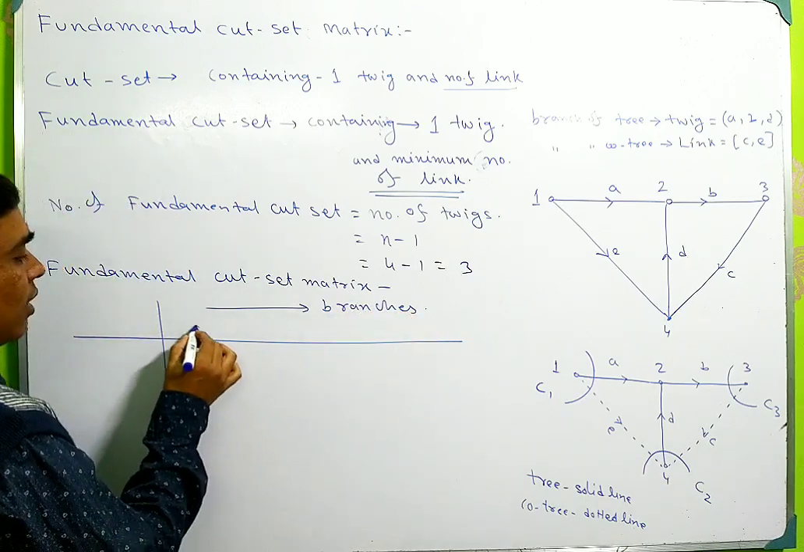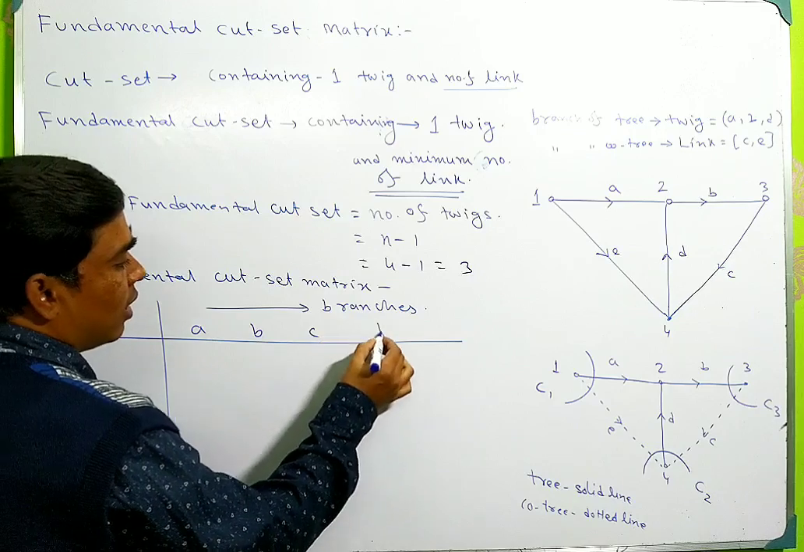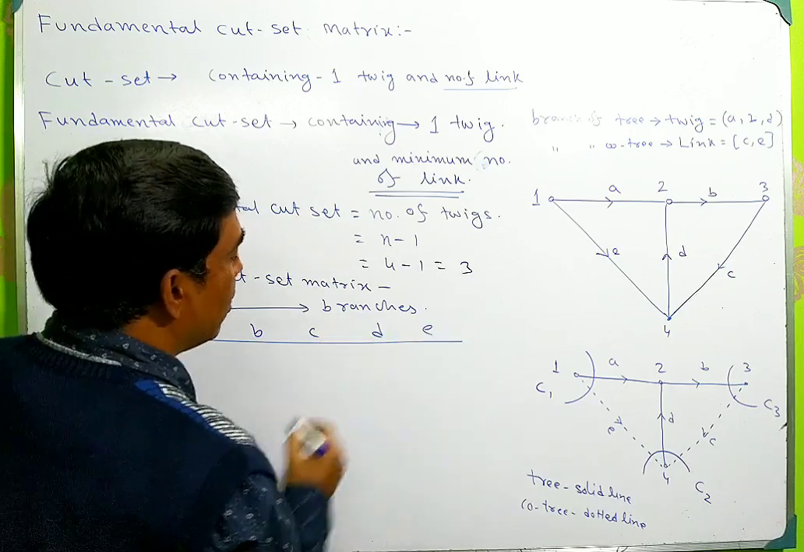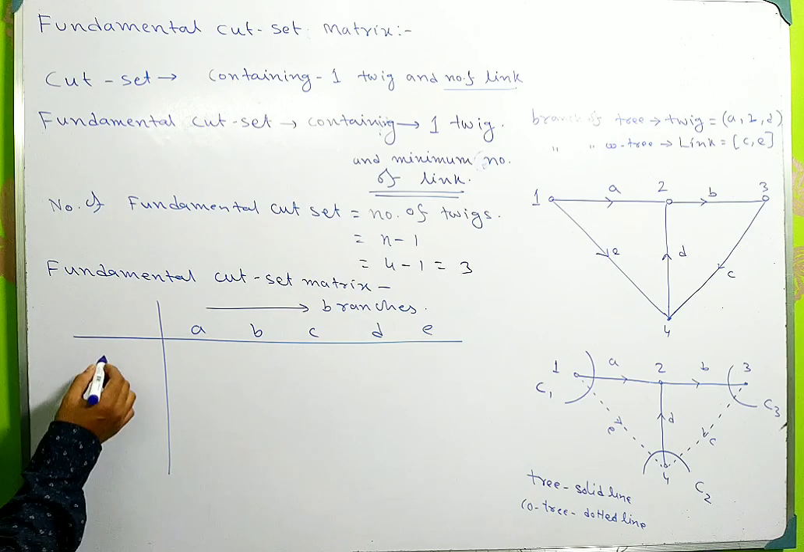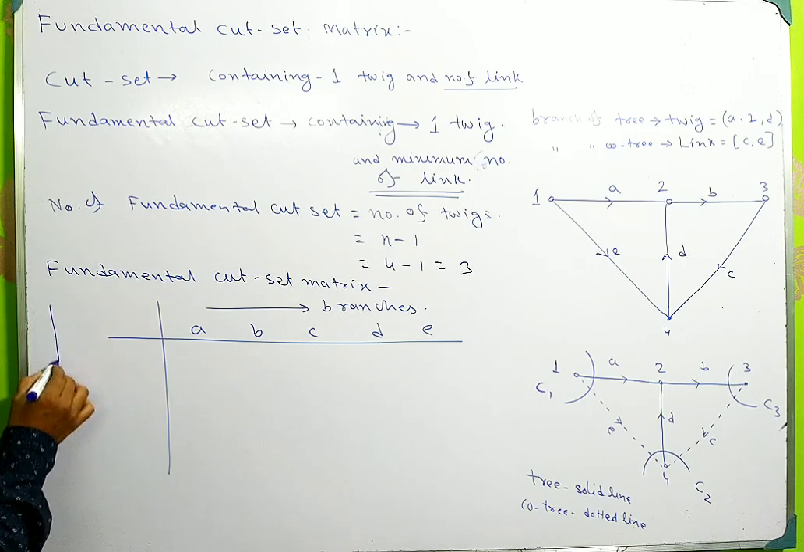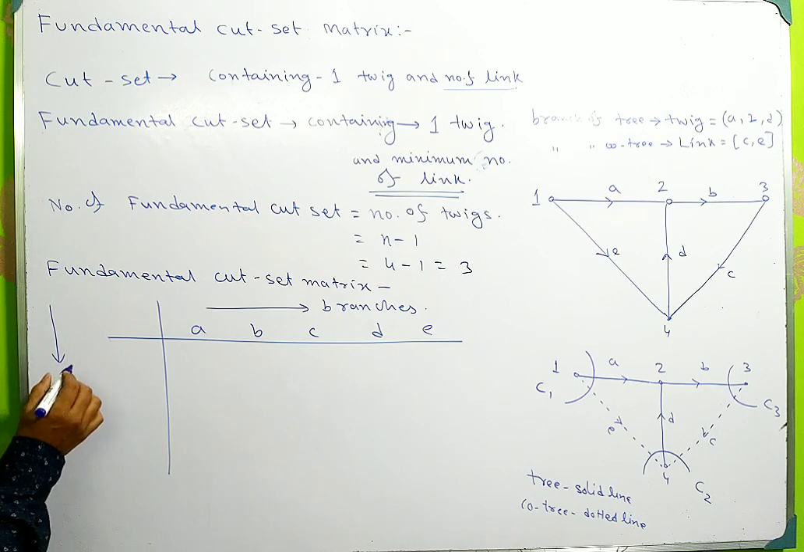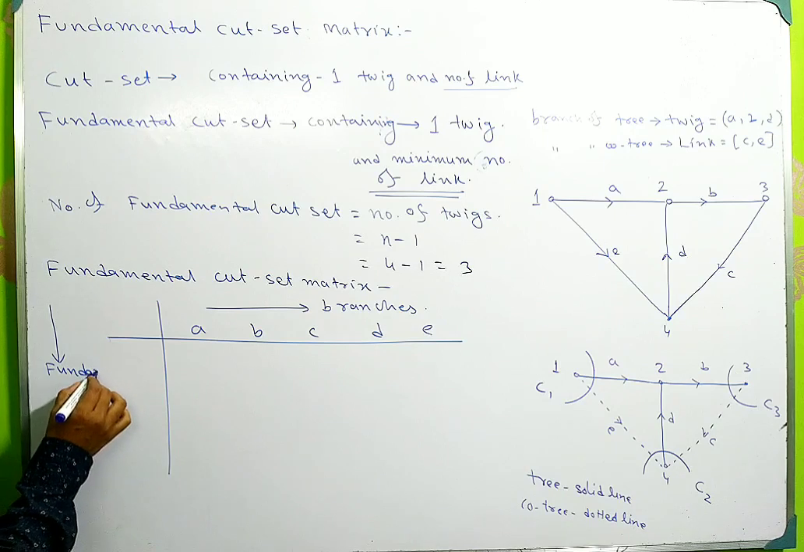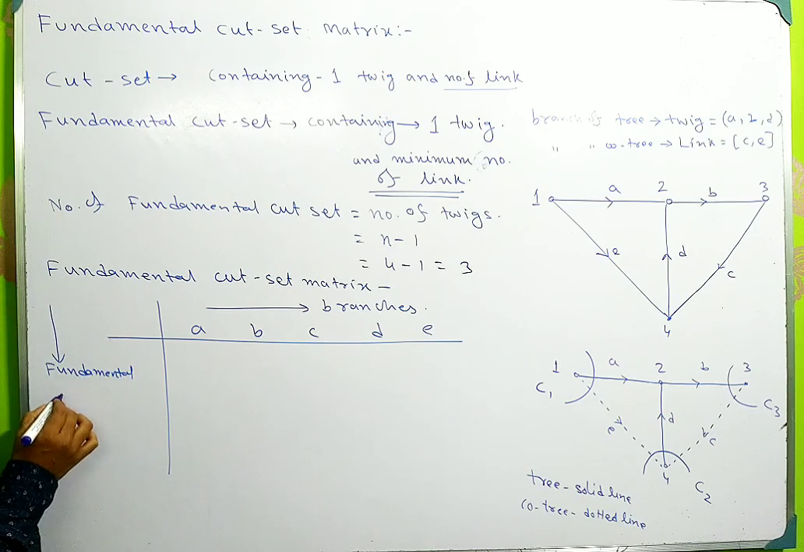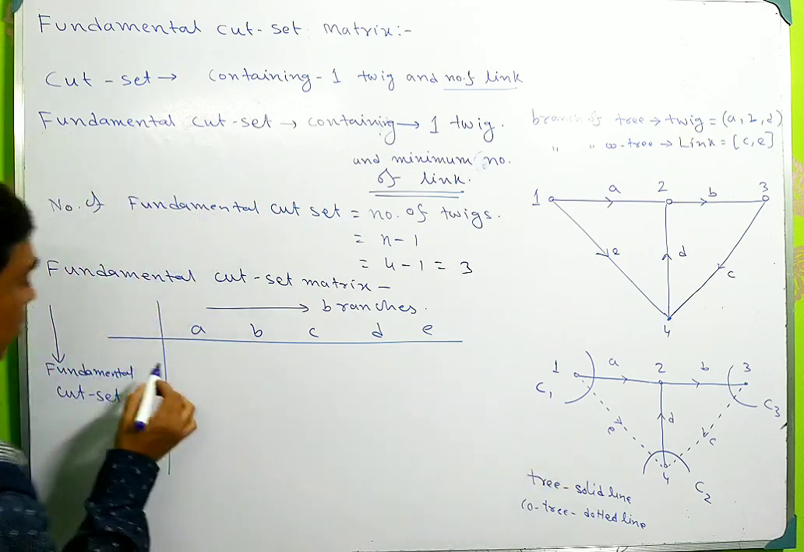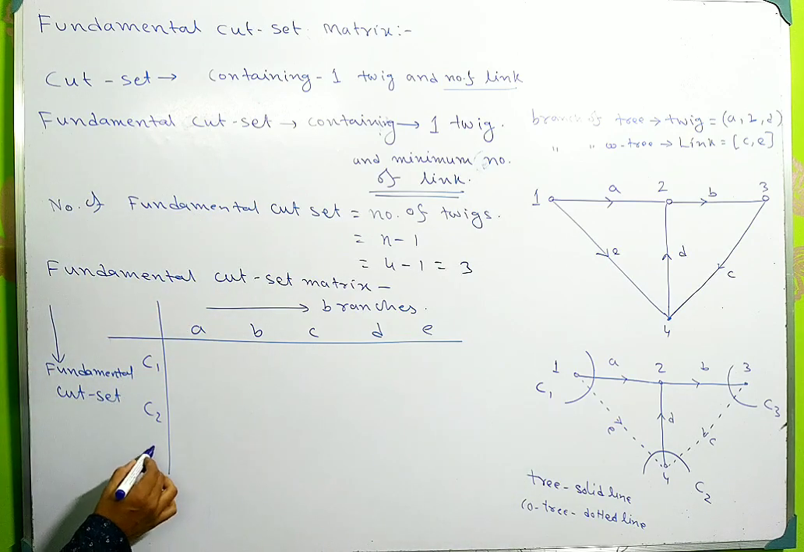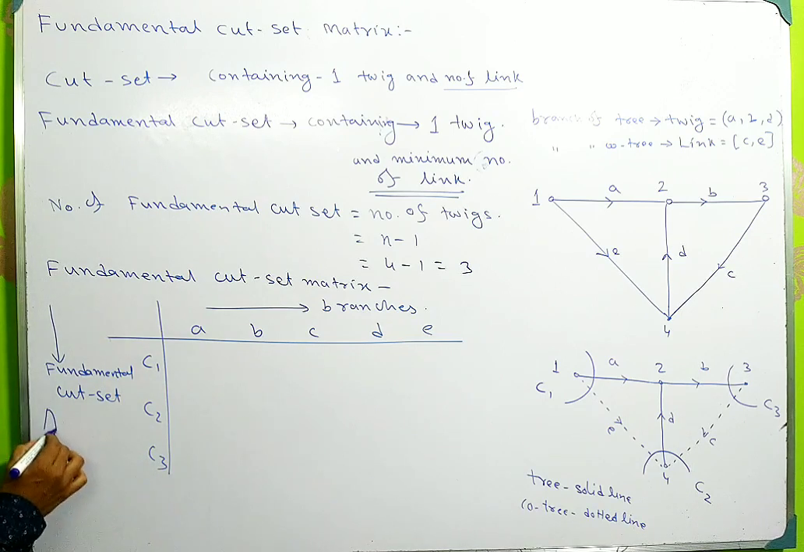Here the branches are A, B, C, D and E. So there are 5 branches, and in this case it will be the fundamental cut set. We have 3 cut sets, C1, C2 and C3. So suppose this is matrix A.